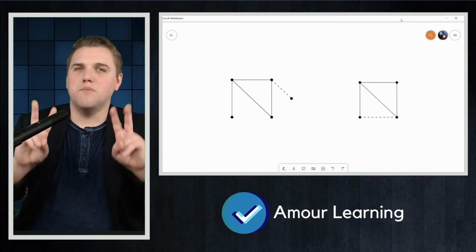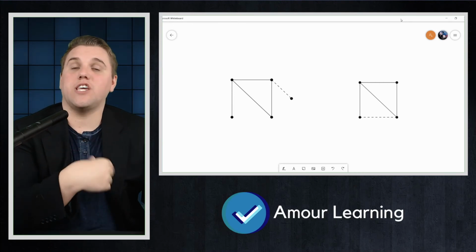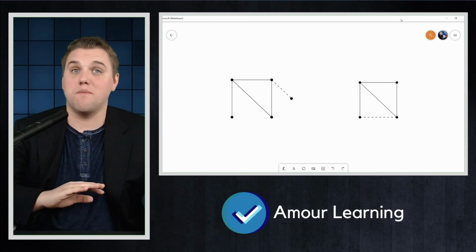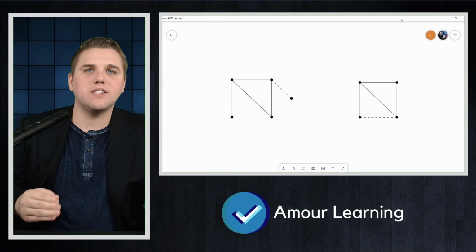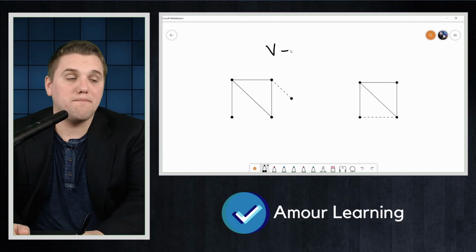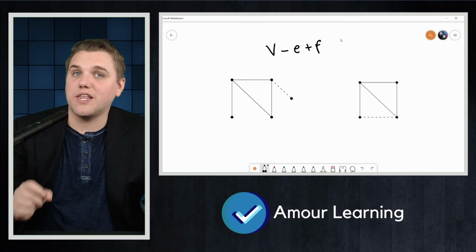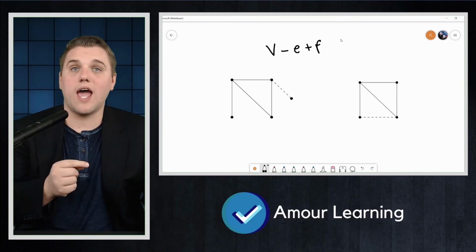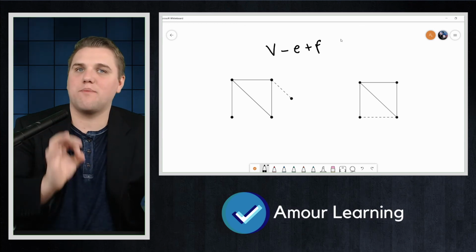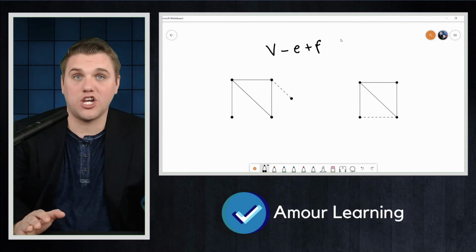So what do these moves do? When adding the spike there, the number of edges increases by 1, the number of vertices increases by 1, and the number of faces remains the same. But this means that the quantity V minus E plus F does not change. Completing a circuit, which is shown on the right, adds 1 edge, adds 1 face, and keeps the number of vertices the same. So again, V minus E plus F does not change.